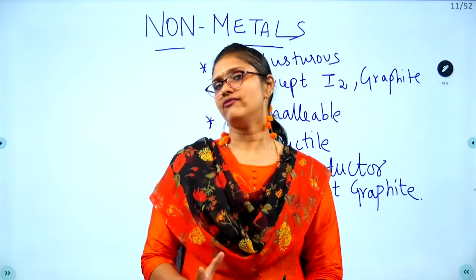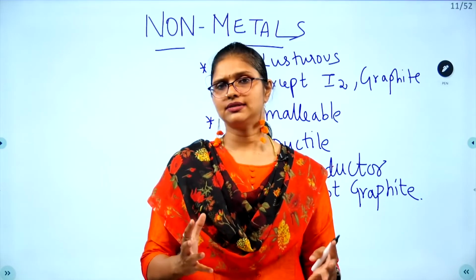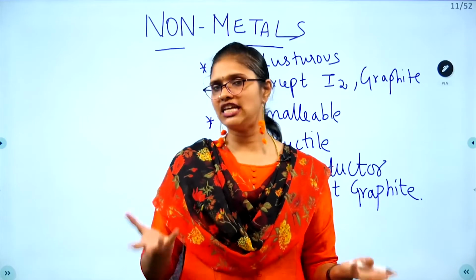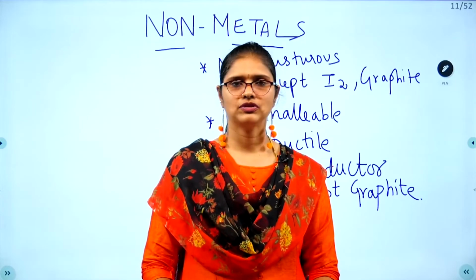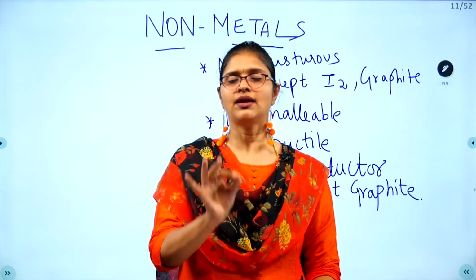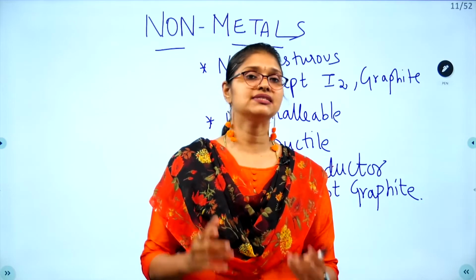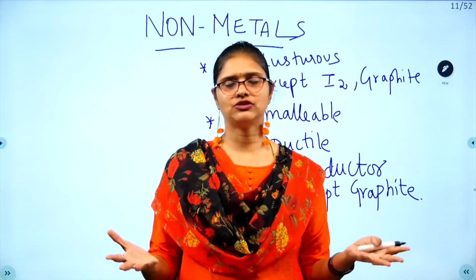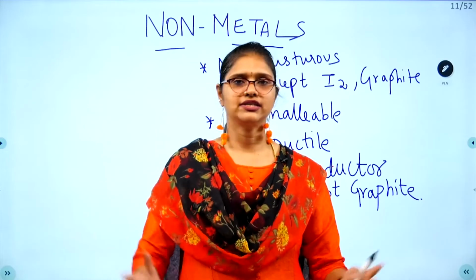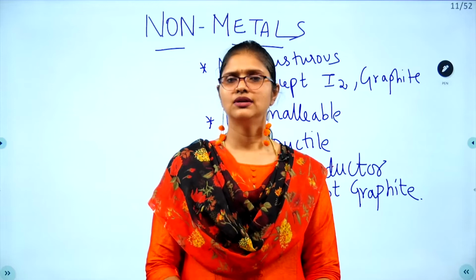So you know very well that conducting current is because of either electrons or ions. Graphite is a good conductor because it contains free electrons, whereas in diamond there are no free electrons, therefore it is a bad conductor. Alright, hope you guys understood.